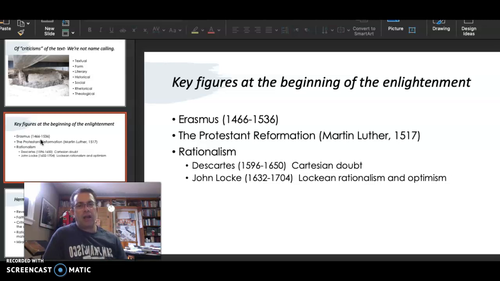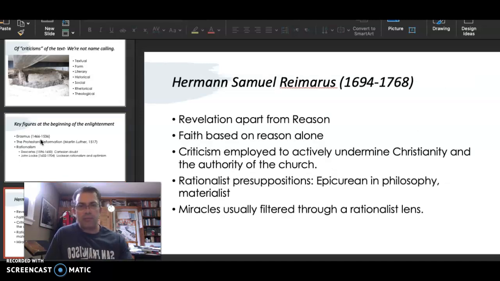Now John Locke is a rationalist for sure, but he does have a bit of optimism where Christianity is concerned. This, of course, you can't separate from his Christian faith. Descartes is not necessarily in the same category, but you could see Descartes is writing pretty previous to John Locke.